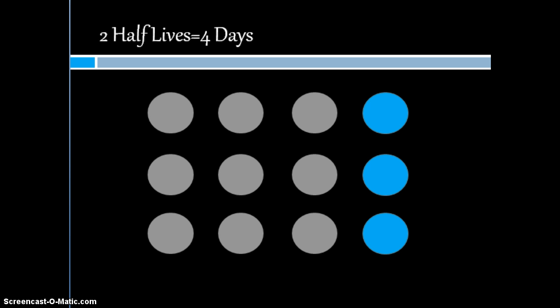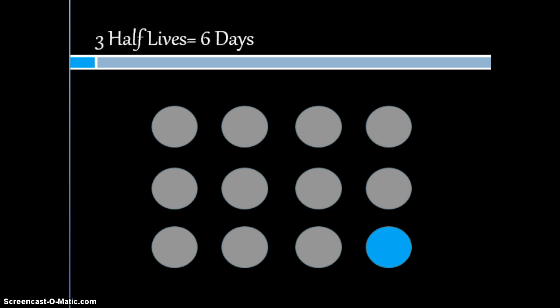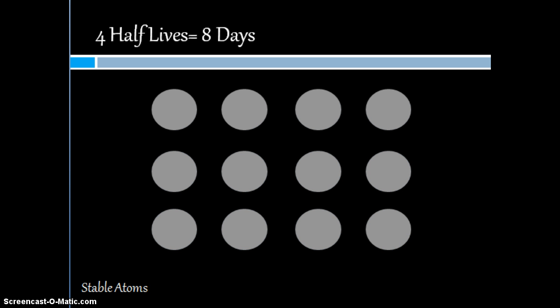So now 2 half-lives is 4 days. Within those 4 days, 9 of the radioactive atoms turned to gray, which means they are stable. Goes through the same process, so in 3 half-lives, there's 1 remaining radioactive atom. Now here, they are all gray, resulting in stable atoms. So it took 8 days, or 4 half-lives, for all atoms to become stable. And that is all about the nuclear process.